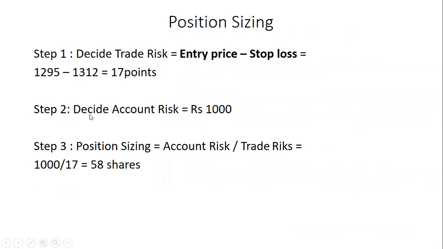Step number 2, you need to decide account risk. Now, what is account risk? Let me tell you the thumb rule of portfolio management. Let's say you have a trading capital of rupees 1 lakh. Generally it is said that as a trader, you should not bet more than 1% to 2% in one trade. Your maximum risk should be 2% of your trading capital in one trade. What will be 2% of 1 lakh? It will be 2000. So in this trade, you should not take more than 2000 rupees risk. That will be termed as account risk.